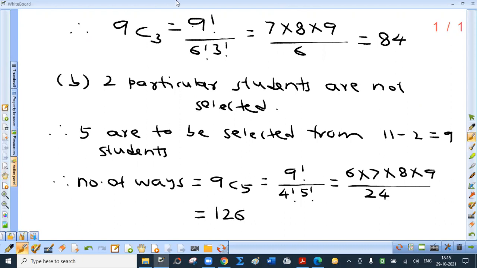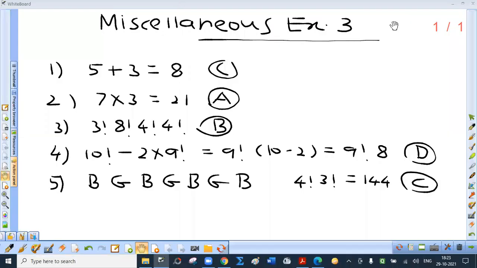Write down. Miscellaneous exercise 3. It is actually question 1. Select the correct answer from the given alternatives. First MCQ. A college offers 5 courses in the morning and 3 in the evening. The number of ways a student can select exactly 1 course either in the morning or in the evening. Or means addition. So 5 plus 3 equal to 8, which is given in option C. So C, Calcutta is the correct option.